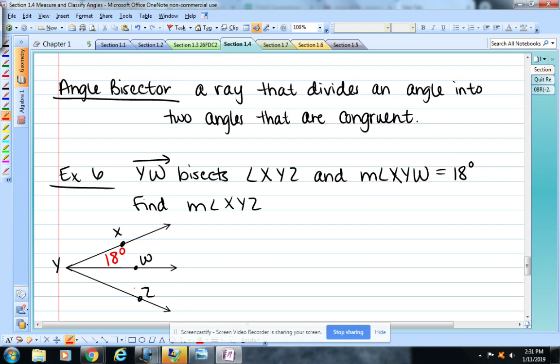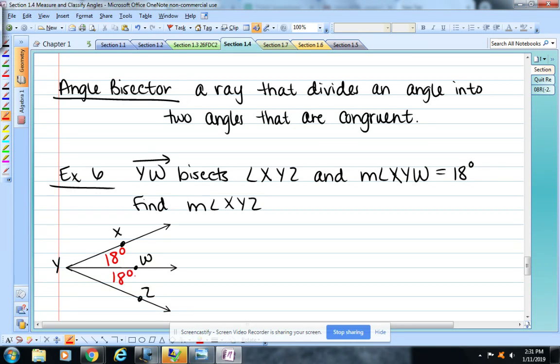So, it told me the word bisects. That's an important word. And I drew in my picture that this part's 18 degrees. So what does bisect mean? It makes two congruent pieces, right? So if this little angle is 18 degrees, then this little angle is 18 degrees as well, correct? All right? That's what bisect means. It makes two equal pieces.